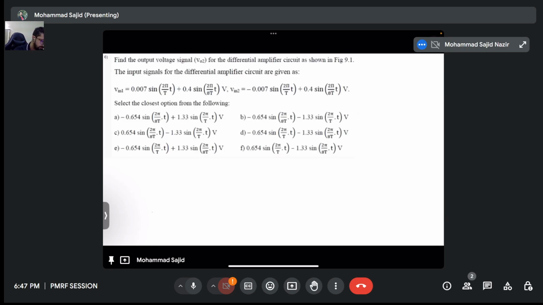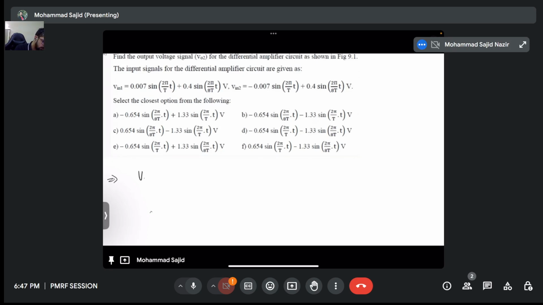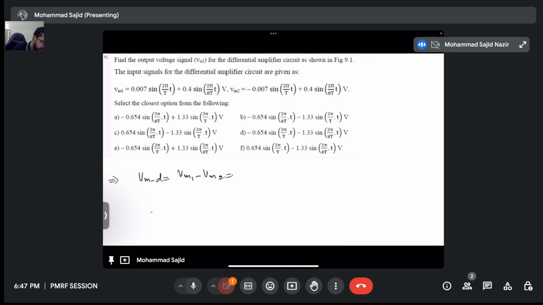Now next, find the output voltage V02 for the differential circuit. Same figure, the input voltages are again the same. Now we need to consider V input 1 minus V input 2. This is a differential voltage. So if I subtract the two, the second term will cancel and the first two terms will add up.